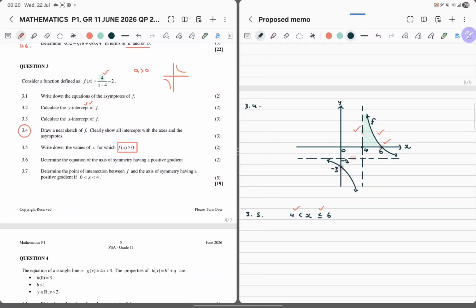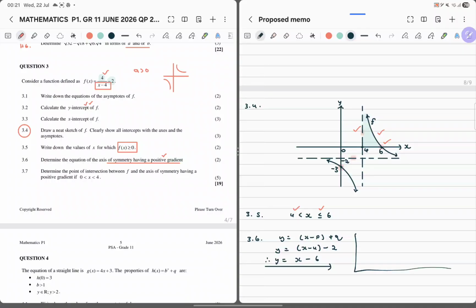Nice and easy. So 3.6 says, determine the equation of the axis of symmetry having a positive gradient. We know that the axis of symmetry is such that y is equal to positive gradient is going to be x minus p plus q. So this means y is going to be x minus p is what we see here. We write it as it is, x minus 4 plus q is what we see over there, and we write it as it is, and then we solve. Therefore y is equal to x. Of course we just distribute 1, so this is minus 6. Nice and easy.